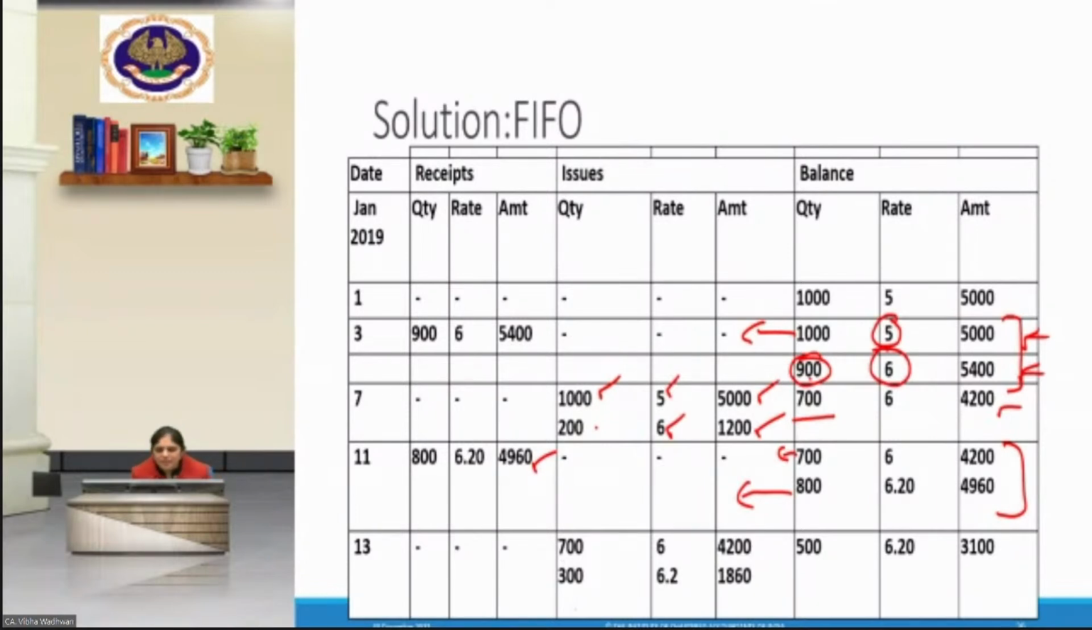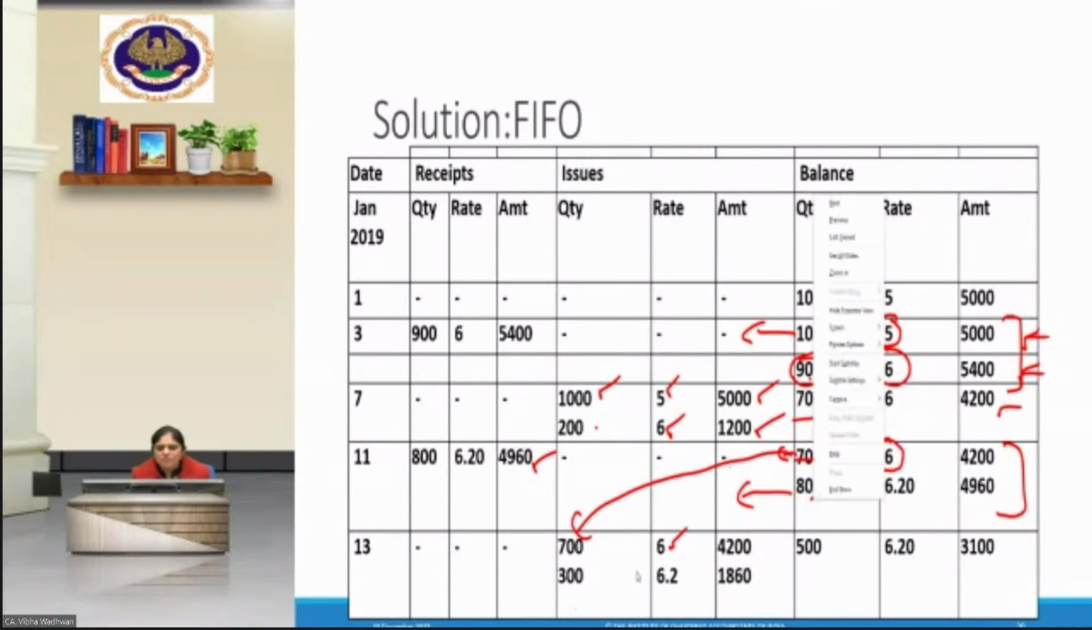How will we take? First, we'll consume 700 units. Clear? So 700 units will be issued first of that particular lot. The rate of that particular lot only will be charged. All right. And then after 700 is consumed, then we'll move to the next lot. So 300 will be issued from this lot because we want 1,000 units. So the next 300 will be from this lot. So the rate of this particular lot only will be used.